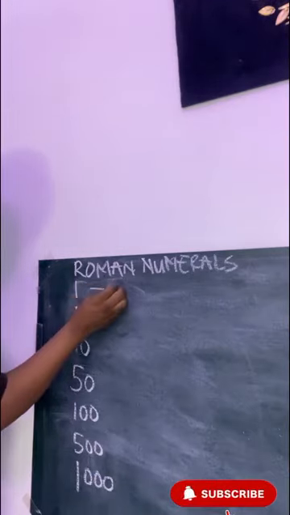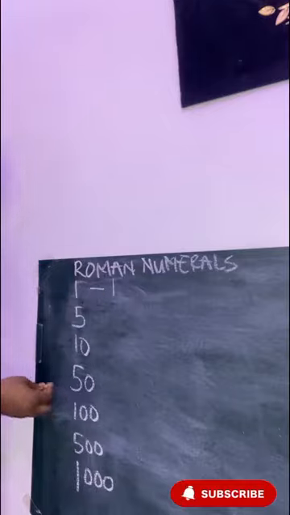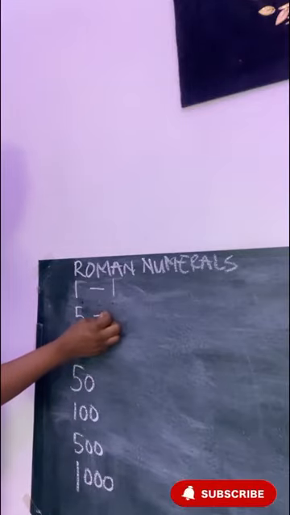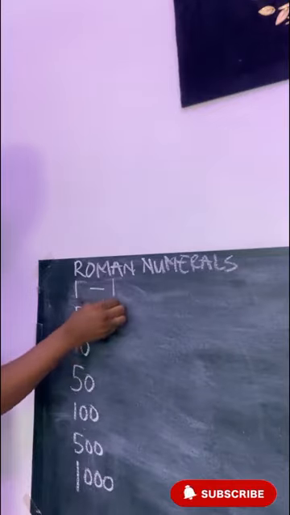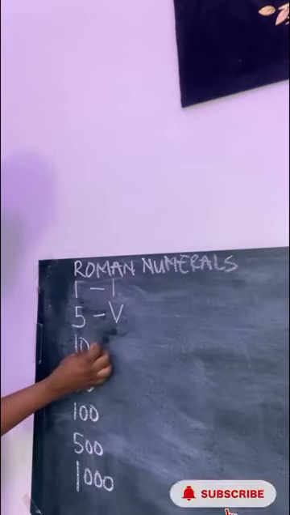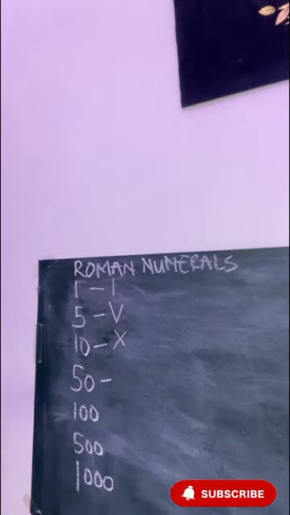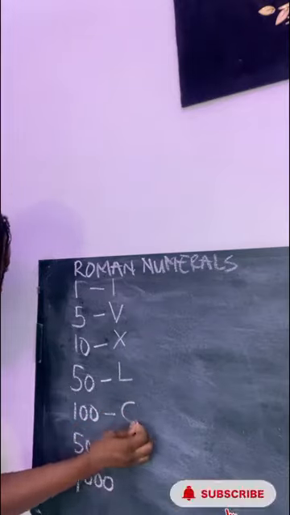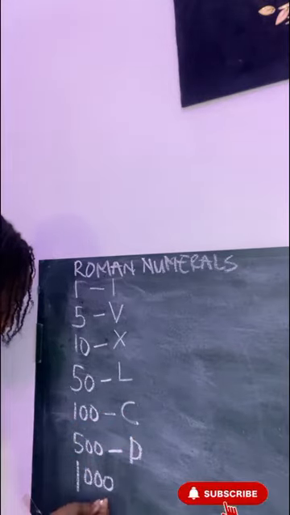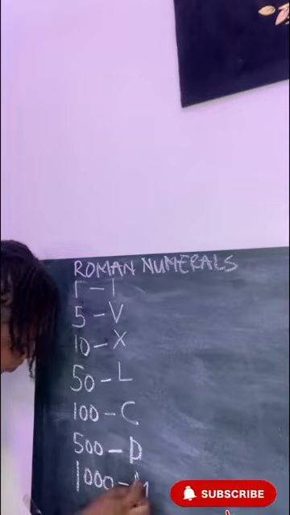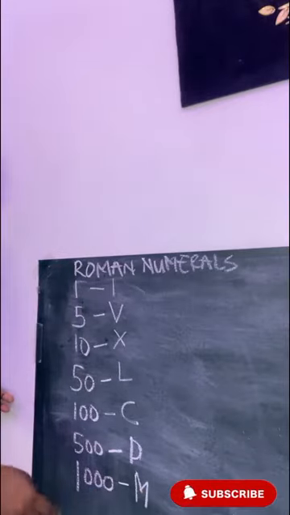So 1 is represented with I, or a stroke. 5 is represented by V. 10 is represented as X. 50 is represented as L. 100 is represented as C. 500 is represented as D. Then 1000 as M. So with the knowledge of this, you can navigate or write whatever number you're asked to write in Roman numerals.